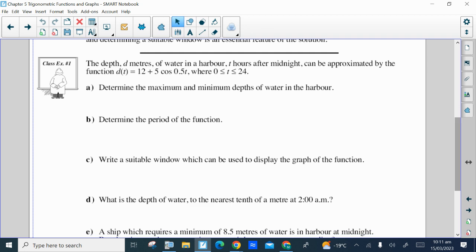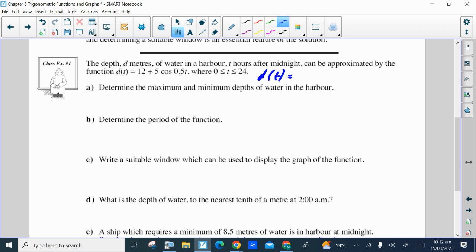So here's another example where we're talking about the height of the water in a harbor. It changes due to the changing of the tides. So in this case here, that depth is defined by d of t equals 12 plus 5 cos 0.5t, where t is between 0 and 24 hours. And again, this gives us the depth in meters of the water in a harbor, t hours after midnight.